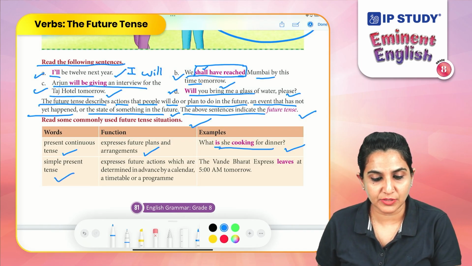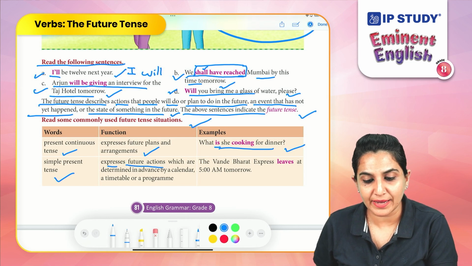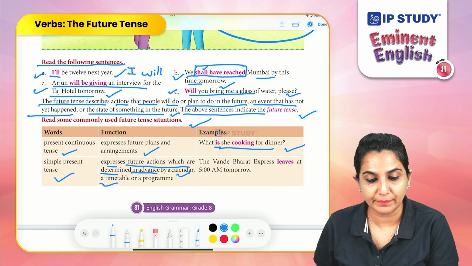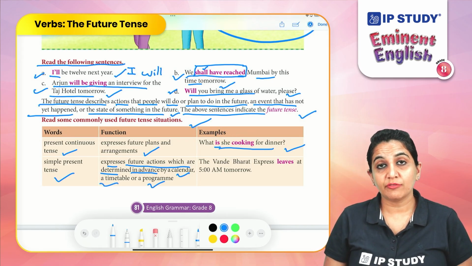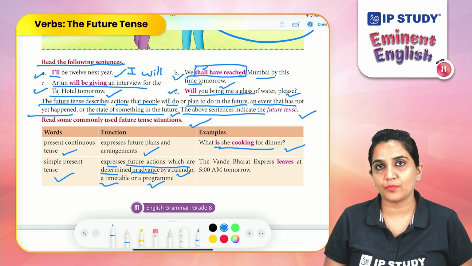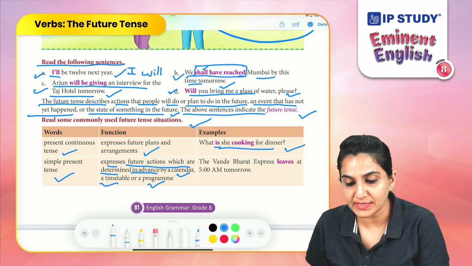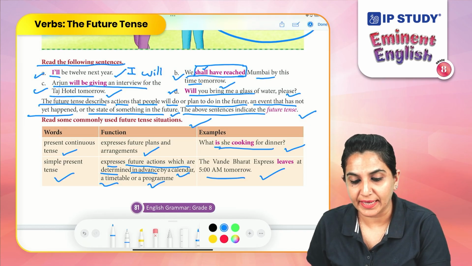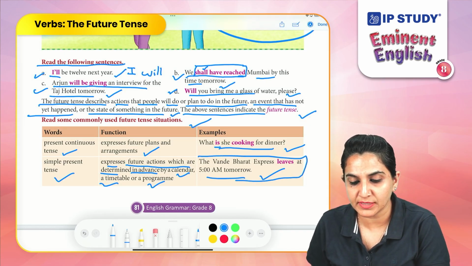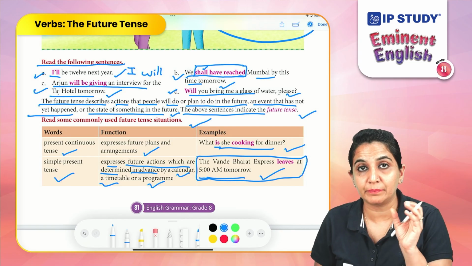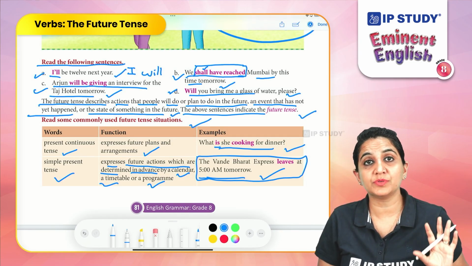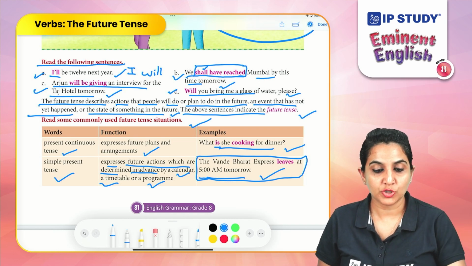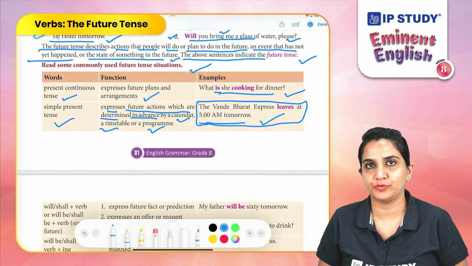Simple present tense is used to express future actions which are determined in advance by a calendar, a timetable, or a program. So this is often used for formal arrangements as well. The Vande Bharat Express leaves at 5 a.m. tomorrow. So something which is scheduled, something which is formal, a formal meeting, a calendar invite or something like that, we simply use the simple present tense to express these things in the future.